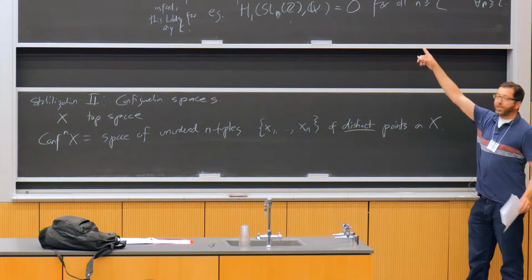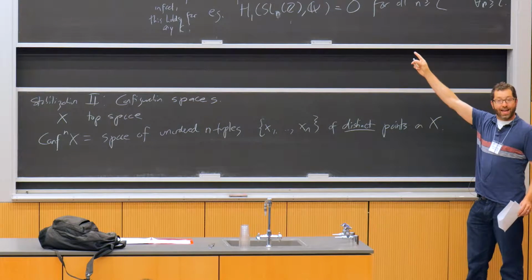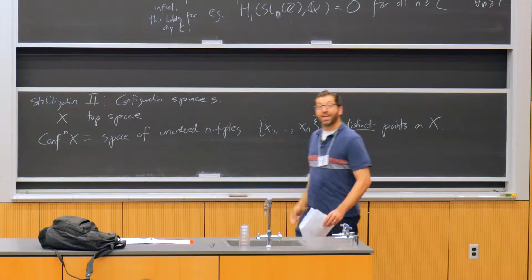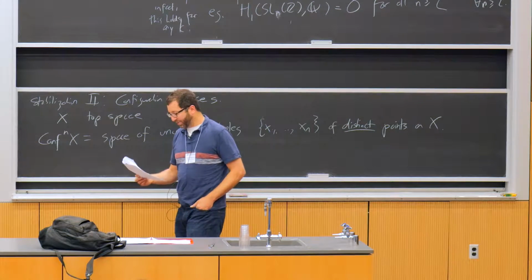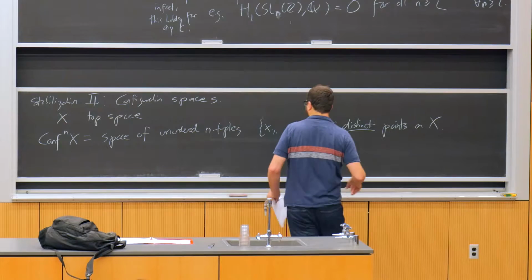So now, just like over here I had a sequence of groups indexed by little n, here I have a sequence of spaces indexed by little n. And once again, we're going to see that there's an amazing theorem of homological stability. So let's try to understand this.